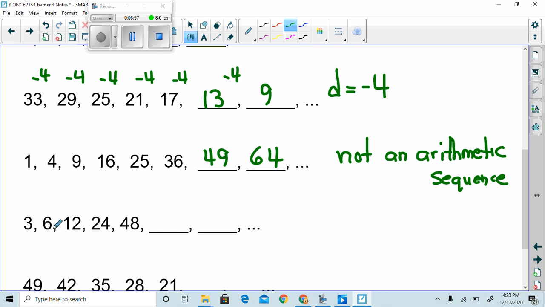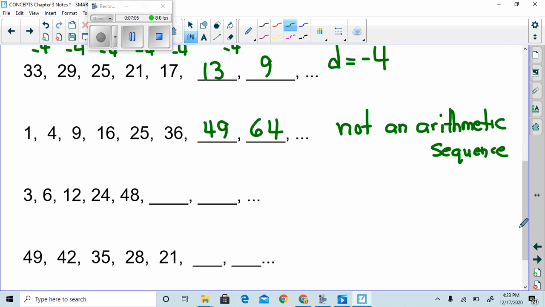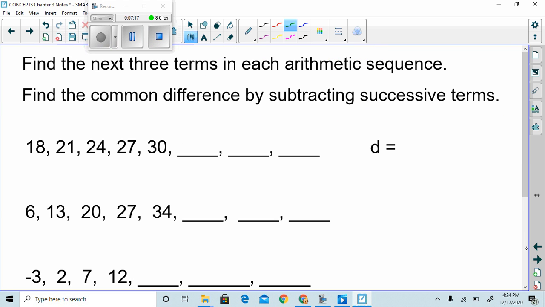3 to 6, 6 to 12, 12 to 24, 24 to 48. See if you can find a common difference, or if not, just complete the pattern in the next two numbers. Now we'll be doing more with these besides finding the common difference and then continuing the pattern, and I'll save these others for our session in class today.